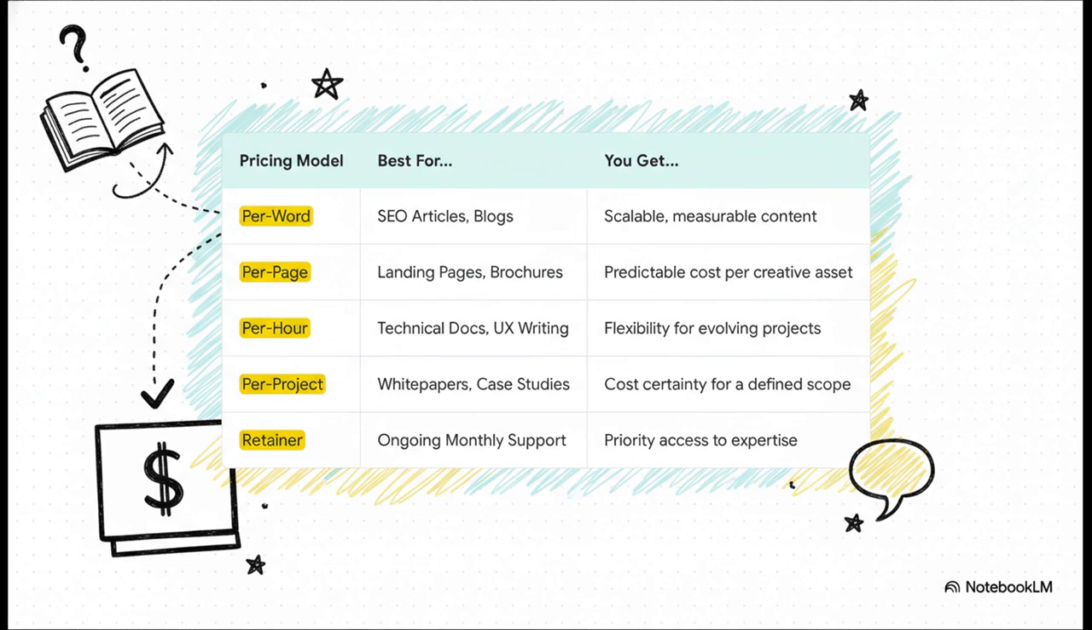Need a steady stream of scalable blog content? Per Word is almost certainly your best bet. Need that absolute cost certainty for a big, defined white paper? Per Project is your answer. And for those really complex, evolving projects, Per Hour offers all the flexibility you need. Seriously, think of this as your decision-making tool.